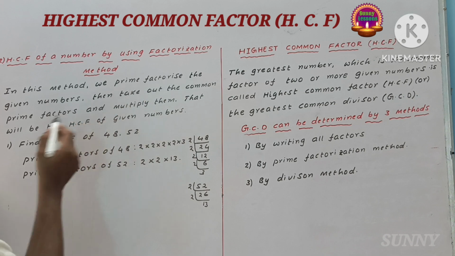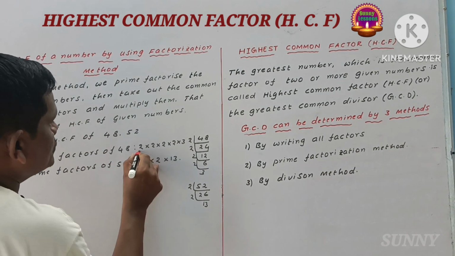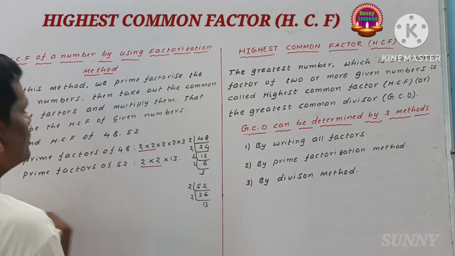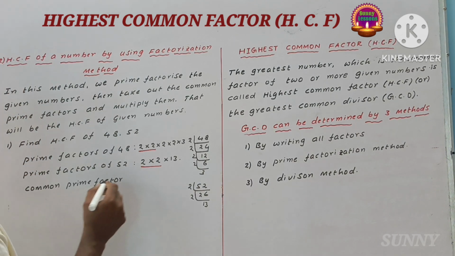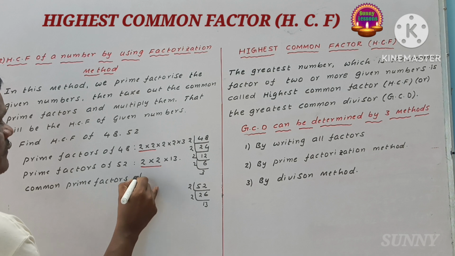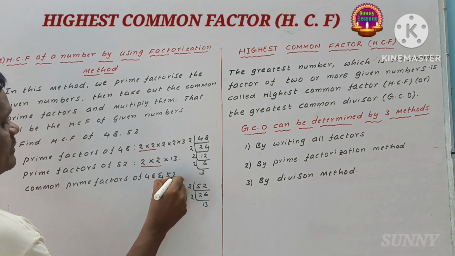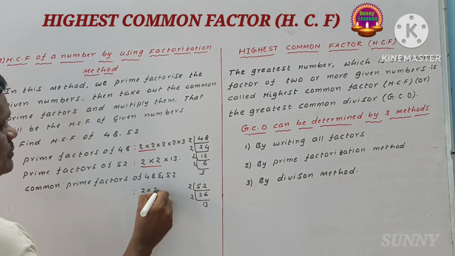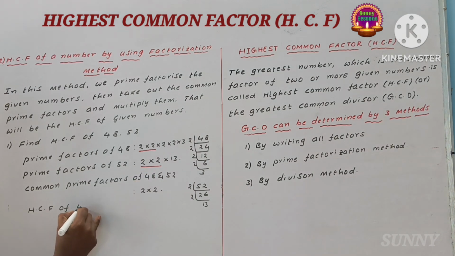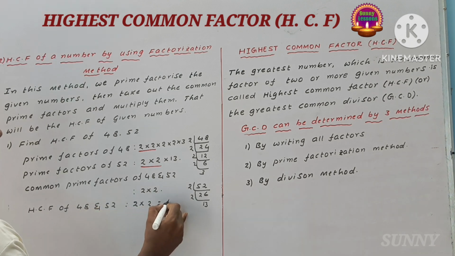Then take out the common prime factors. What are the common prime factors here? 2 into 2. So these are the common prime factors. Common prime factors of 48 and 52 are 2 into 2. HCF of 48 and 52: 2 into 2 is 4.